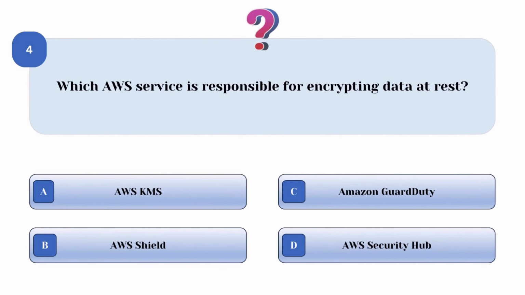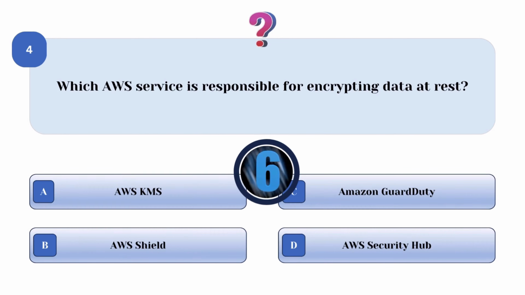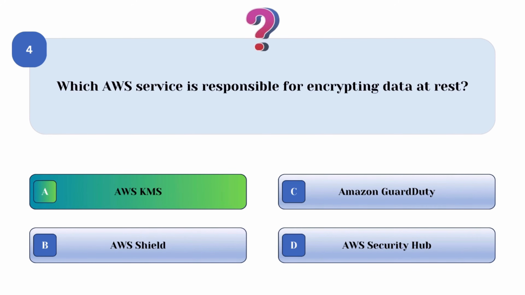Which AWS service is responsible for encrypting data at rest? Correct answer: AWS KMS. Explanation: AWS KMS manages cryptographic keys and enables encryption of data at rest across many AWS services. Why others are incorrect?